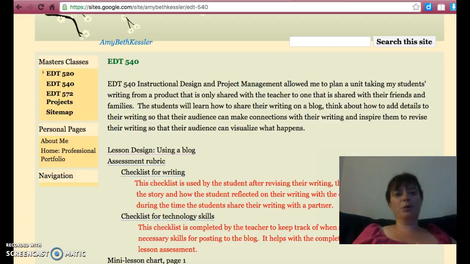So they have to keep their audience in mind, and it also gives them a chance to see that as writers they need to have detail in their writing so that people can picture their writing.